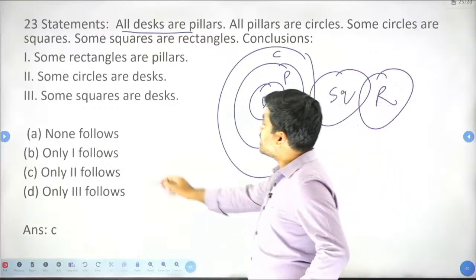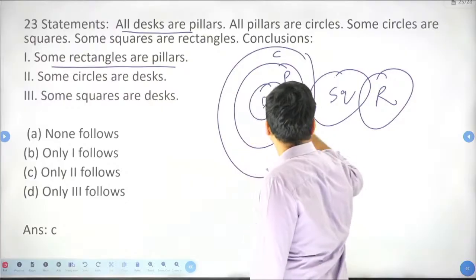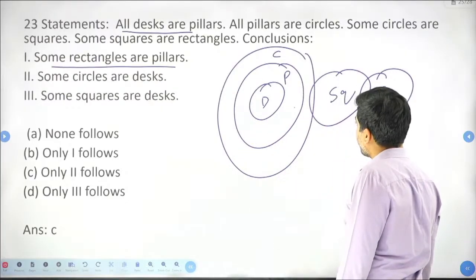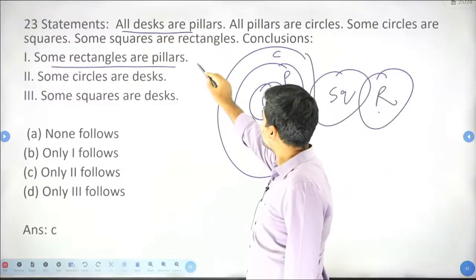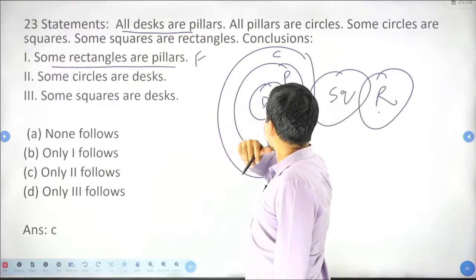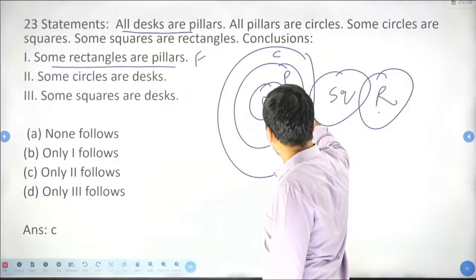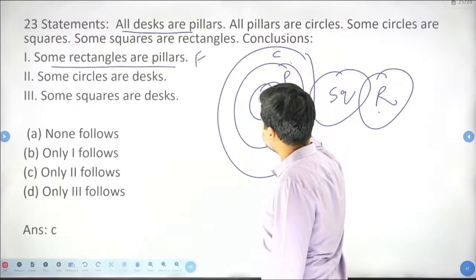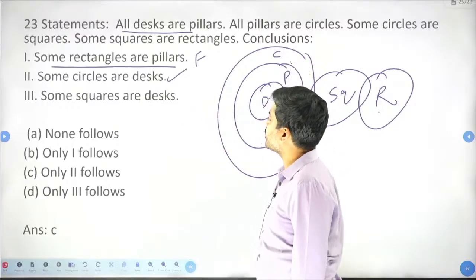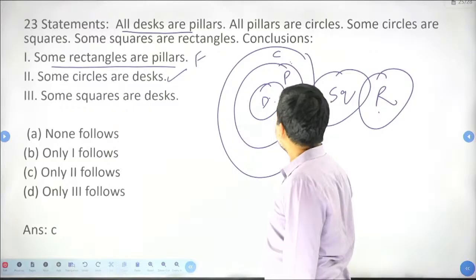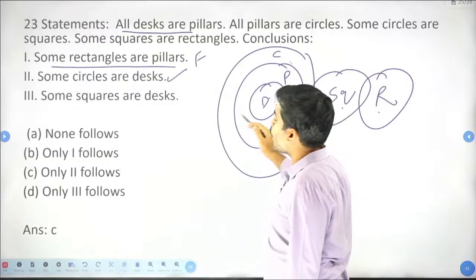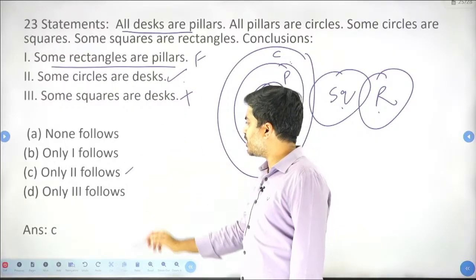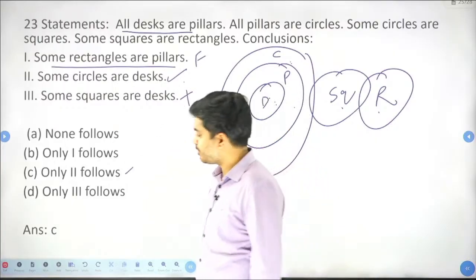Conclusions. Some rectangles are pillars. You can't say this. False. Some circles are desk. Desks are inside of circles. So some part of circle belongs to desk. This is correct. Some squares are desk. Squares and desk nowhere related. You cannot say. So only second one. Option C. That's all.